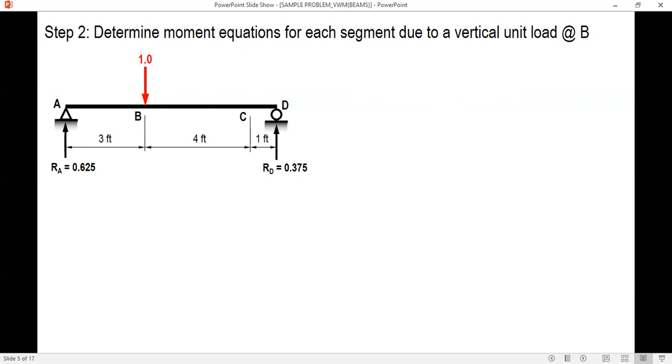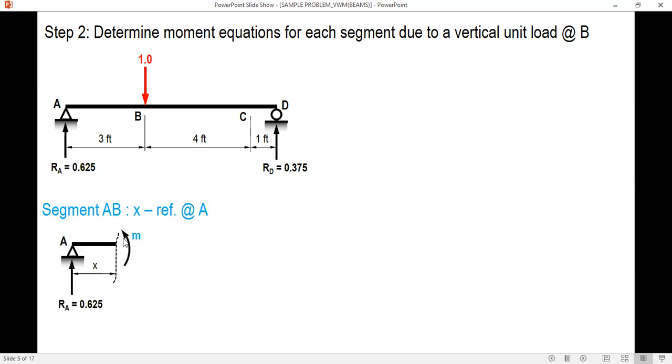Whatever your reference for X in step 1, the same reference will be used in step 2 for the virtual moment expression due to this virtual load. So for segment AB, X is referred at A. This one, cut, adhering X and small m, the reaction is 0.625. So the expression of M is 0.625 times X.